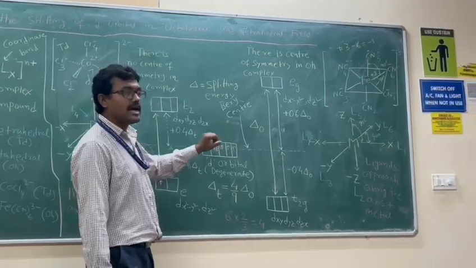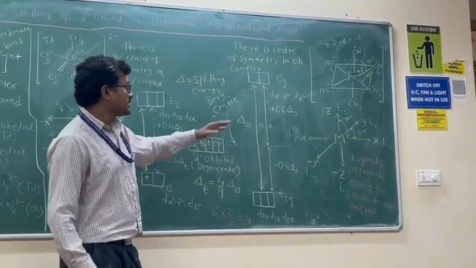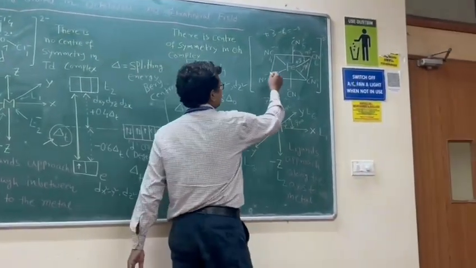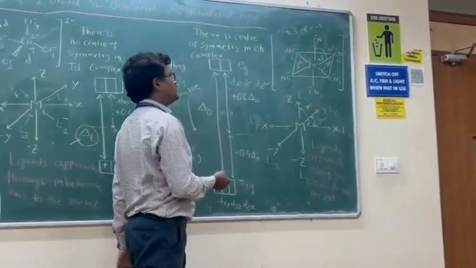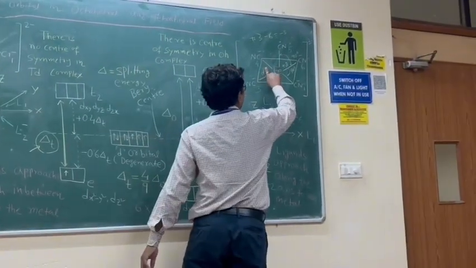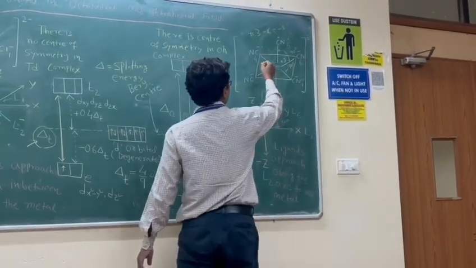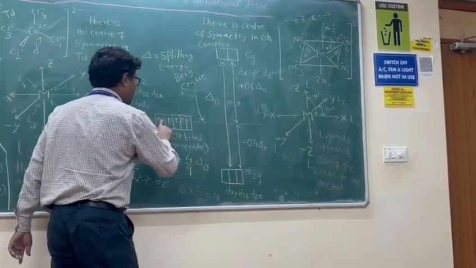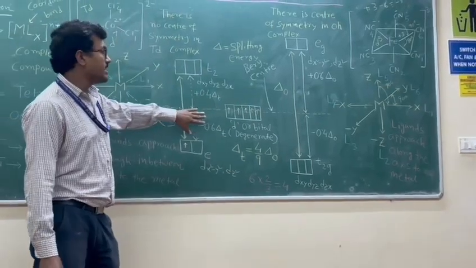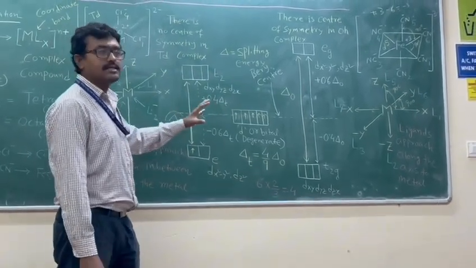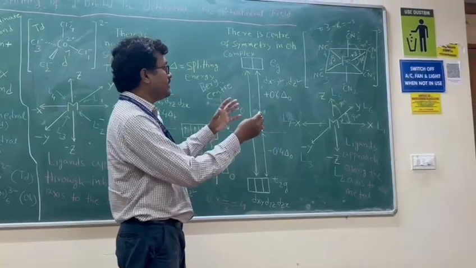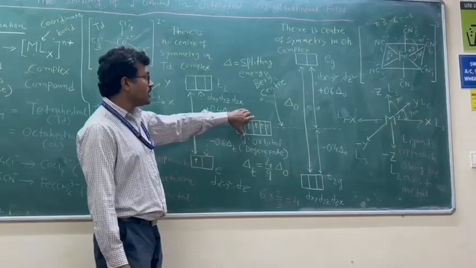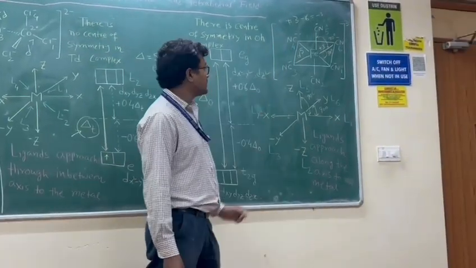Now if they are coming along the axis, in this case we have iron 3 plus. Iron 3 plus means, sorry, not d6, it will be d5. So there will be 5 d electrons. All the orbitals are initially filled by electrons. The metal has electrons, the ligands also have electrons. So when ligands are approaching, there will be inter-electronic repulsion between metal electrons and ligand electrons. Cyanide minus is our ligand.